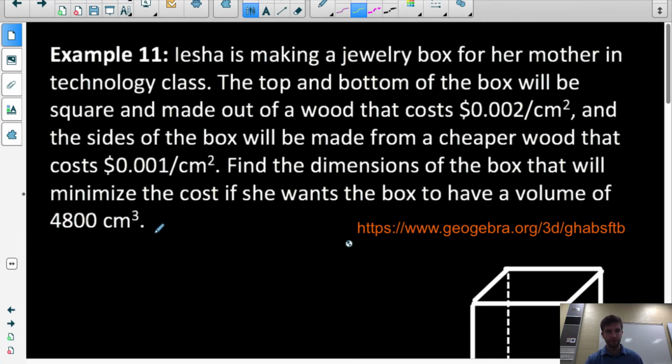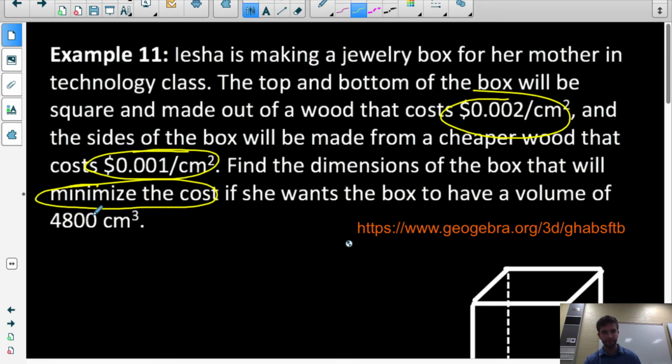Example 11, let's try an optimization problem. Aisha is making a jewelry box for her mother in tech class. The top and bottom of the box will be square, made out of a wood that costs $0.002 per centimeter squared. And the sides of the box will be made from a cheaper wood that costs $0.001 per centimeter squared. Find the dimensions of the box that will minimize the cost if she wants the box to have a volume of 4,800 centimeters cubed. An important thing to note here is that this jewelry box is a square-based prism.